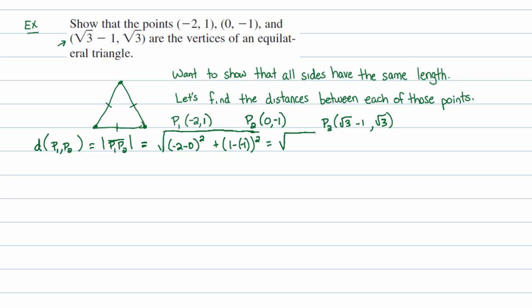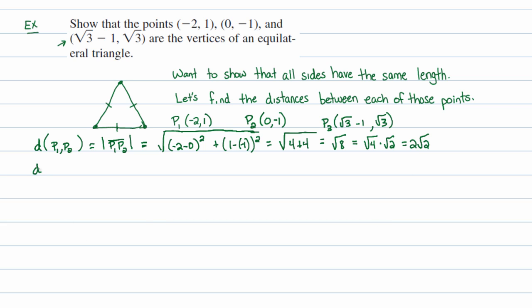That's the square root of, well, (-2) squared is 4, and 1 plus 1, or 2, squared is also 4. That's the square root of 8. And this can simplify down as the square root of 4 times the square root of 2, or in other words, 2√2.